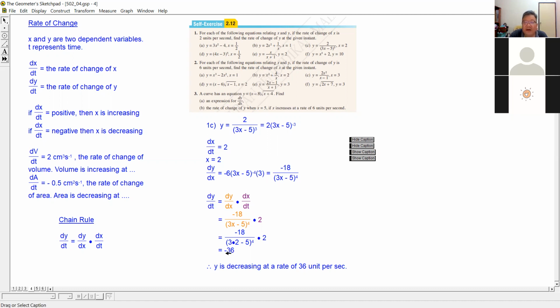So negative means decreasing. So I say y is decreasing at a rate of 36 units per second. When you say decreasing, you don't put negative anymore, because decreasing here means negative.